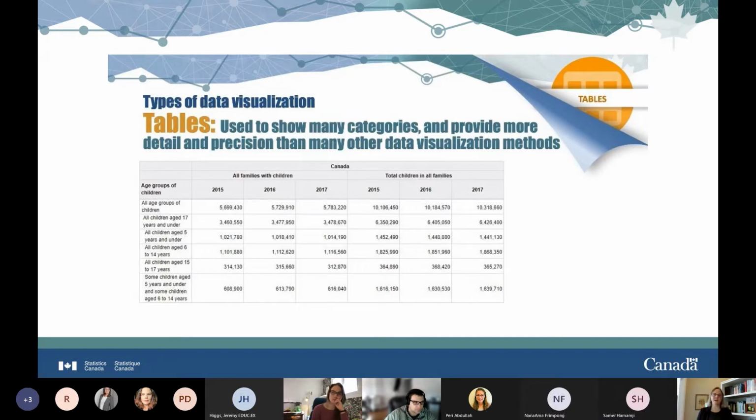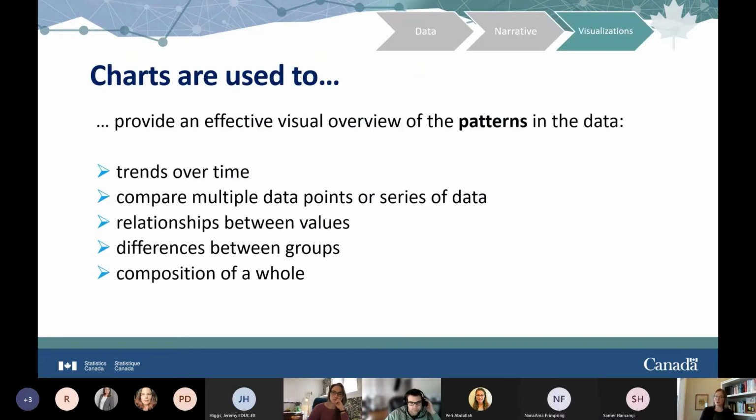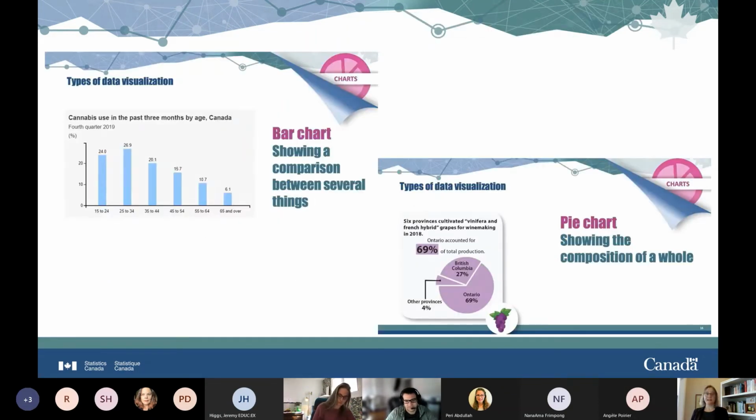Always try to extract one or two charts or graphs from your data tables. Charts are used to provide an effective visual overview of the patterns in the data. So whenever you are investigating or seeing something that looks like trends over time, question. So here I have just a few examples of different visualizations that you can use.